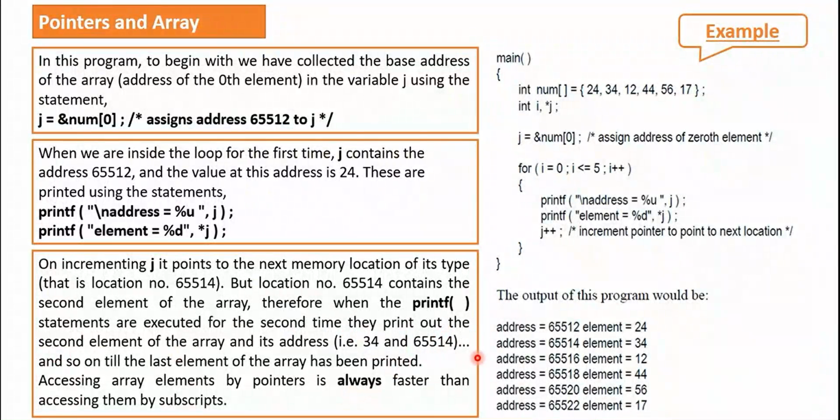So you can see the output of this program would be the address equal to the corresponding address and the element equal to the element at this particular address. Now accessing array elements by pointer is always faster than accessing them by the subscript method, okay. So if you really want to speed up your code, you can use pointers, okay.